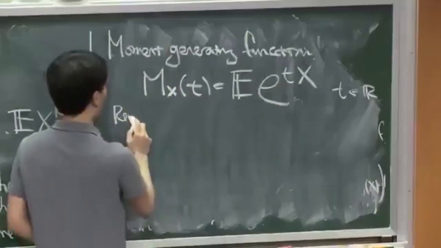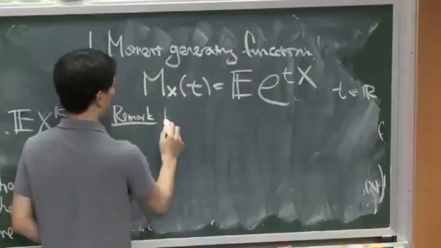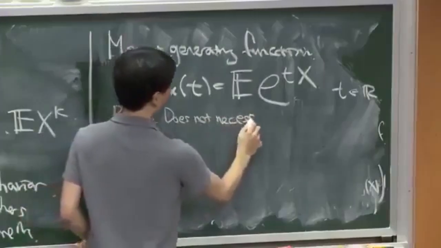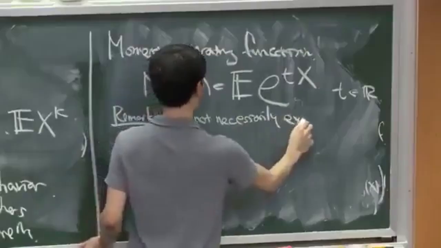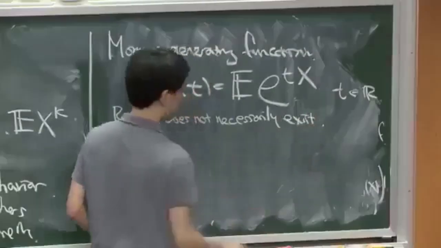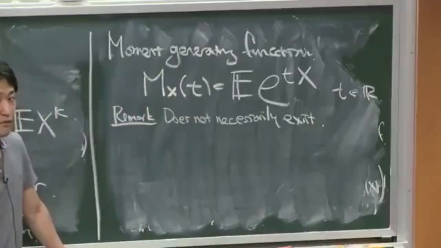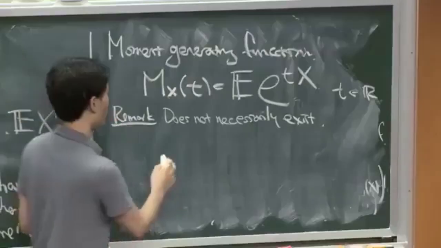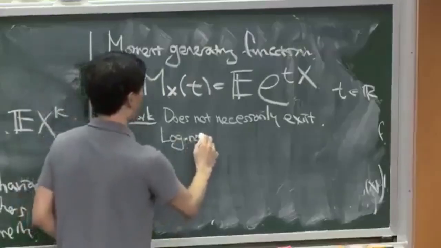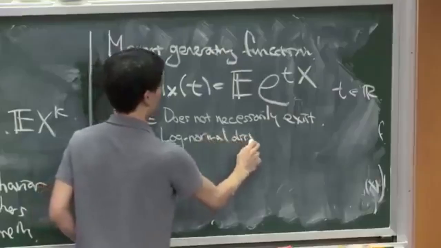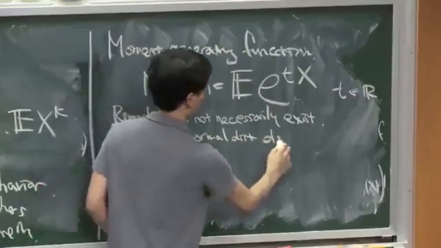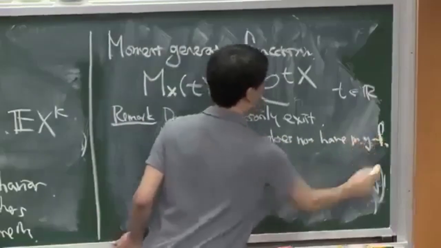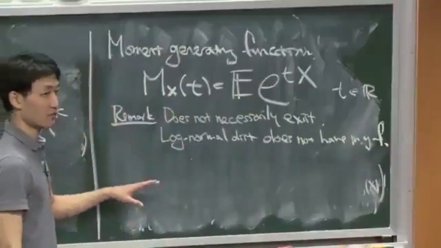So, remark: it does not necessarily exist. For example, one of the distributions you already saw does not have a moment generating function. The log normal distribution does not have any moment generating function. That's one thing you have to be careful about.